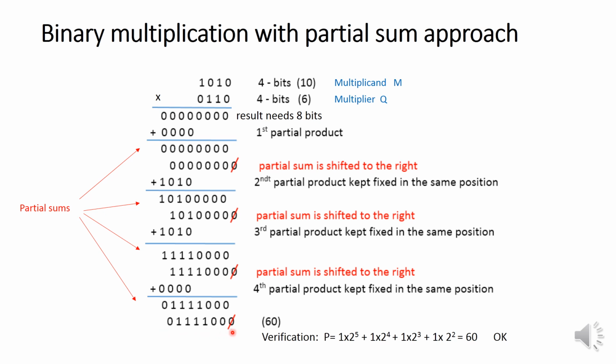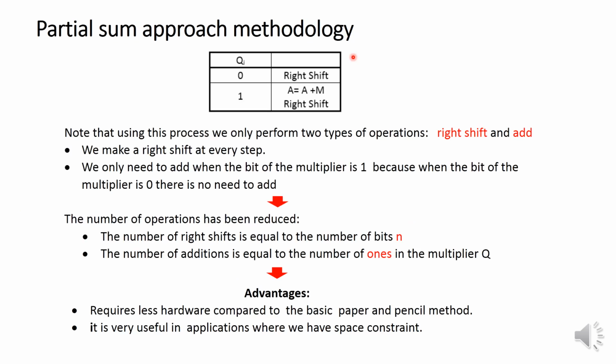This is the result of the multiplication. This is the verification, and the result is correct. This table summarizes the rules that we have just applied. So note that using this process we only perform two types of operation: right shift and add.